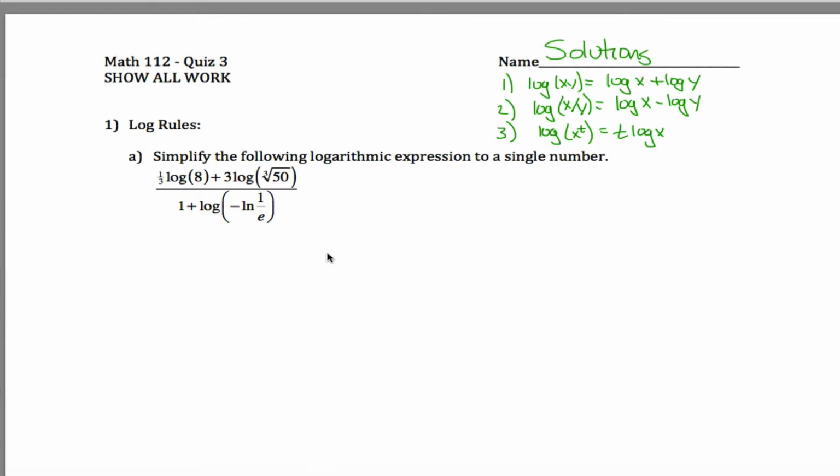Okay, here are quiz 3 solutions for Math 112. First problem has to do with the log rules, so I wrote out the log rules so you can reference them here. We're supposed to simplify this mess here. Apparently the answer will just be a single number. So okay, let's get started.